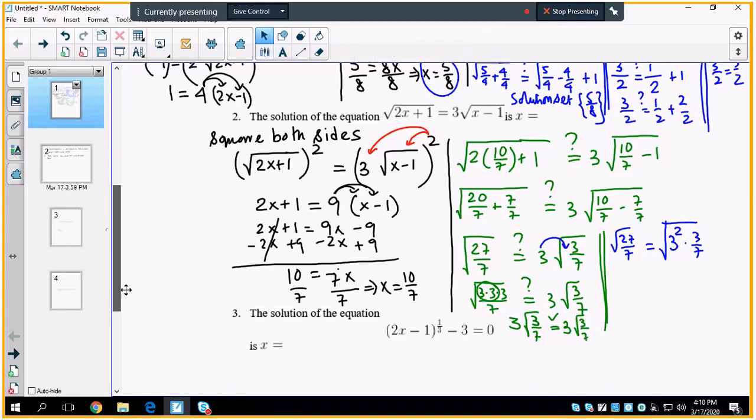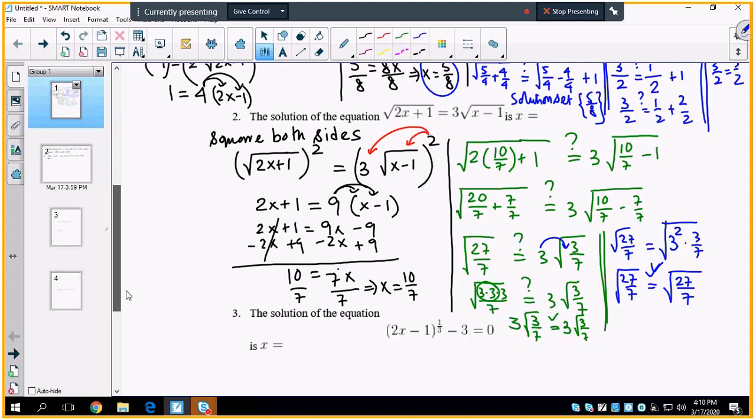If you do the second process, then the left hand side is simplified to square root of 27 over 7, and see, 3 squared being 9, 9 times 3 being 27. On the right hand side, I get 27 over 7 as well. In either way, that checked out. It is equally balanced on both sides of the equation.